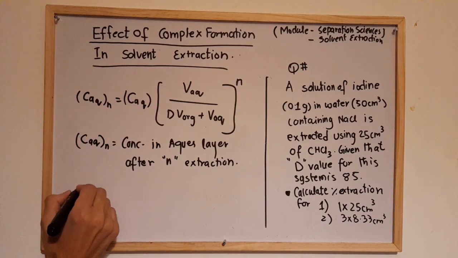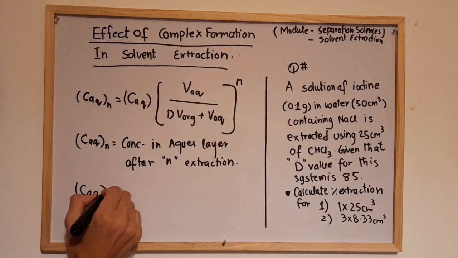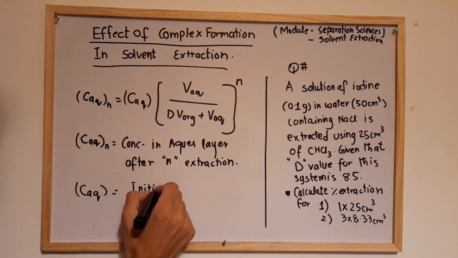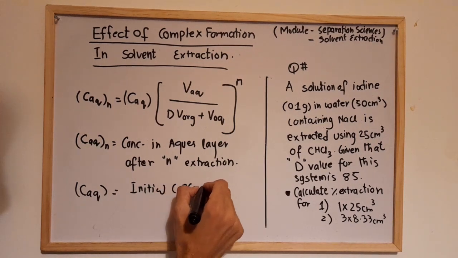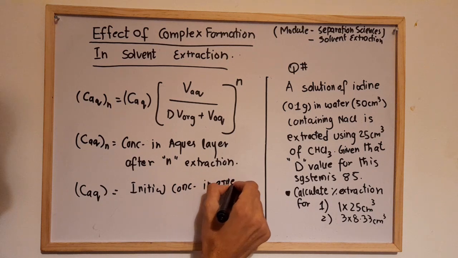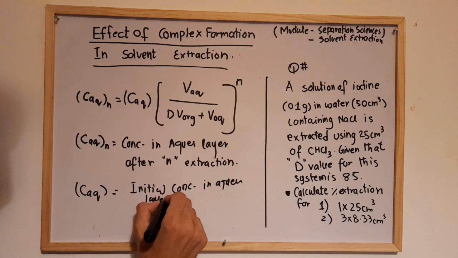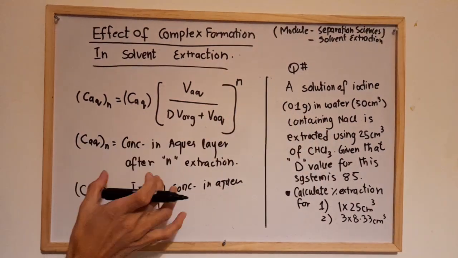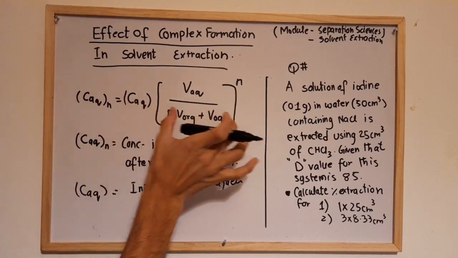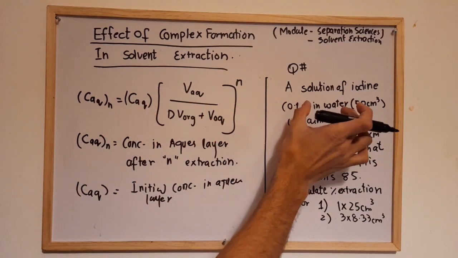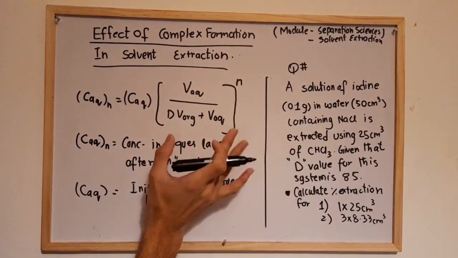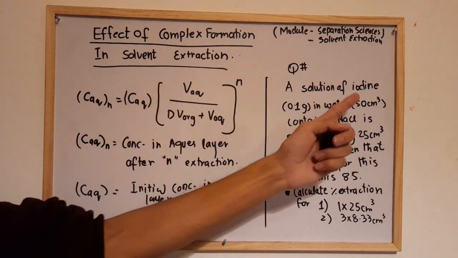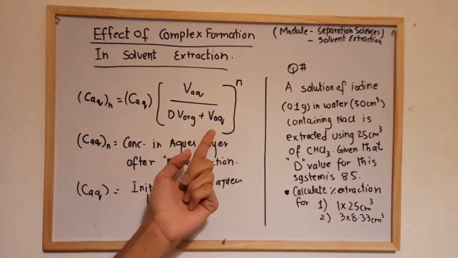Then C_AQ basically shows the initial concentration in aqueous layer. In this case, the initial concentration is 0.1 gram. I will just elaborate this formula, and after that we have to take data from this numerical and solve it accordingly. Then V_AQ, that's the volume of the aqueous layer, that is 50 centimeter cube.